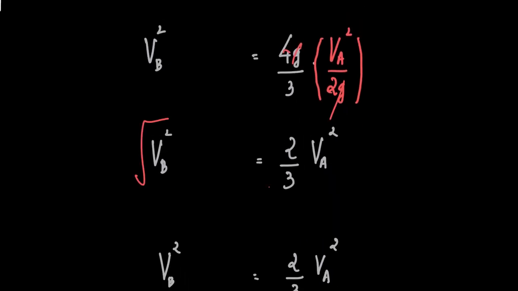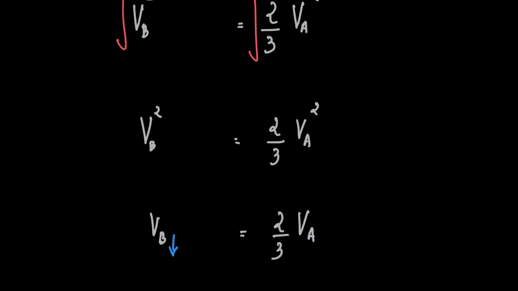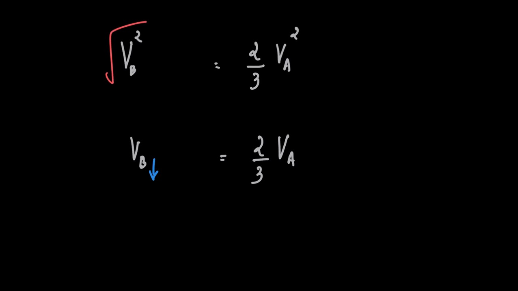So VB square, now taking root on both sides, what we get is root of VB square is VB. Oh, that was the same step that I've repeated again. Sorry, my bad. Now taking root of both sides, what we get is root of 2 by root of 3 into VA. So velocity at B coming downwards is root 2 by root 3 VA.